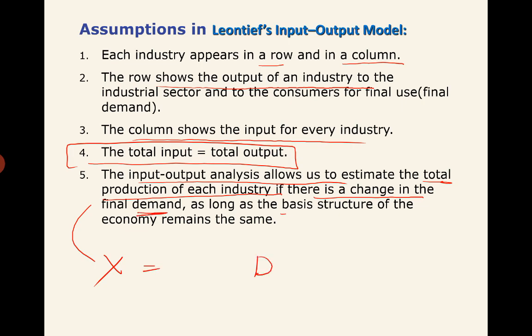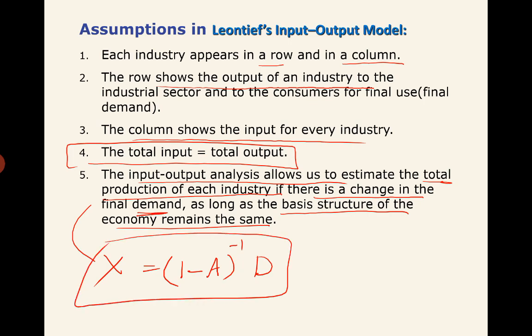As long as the basic structure of the economy remains the same, the internal demand slightly varies, but the structure will remain the same. Total output should be equal to total input. So this is the formula that we are going to use to find the output matrix X. Let's start with the first example.